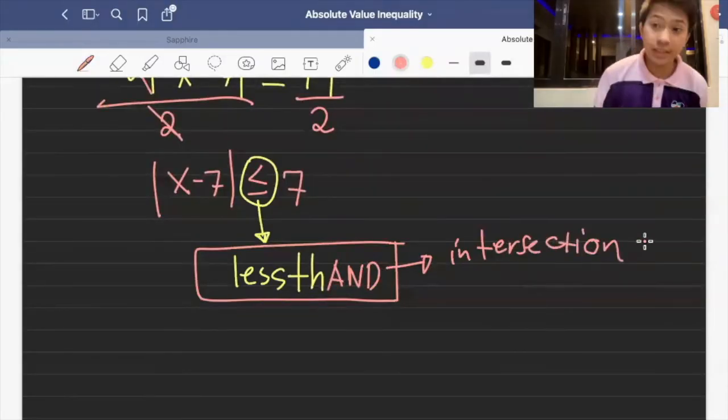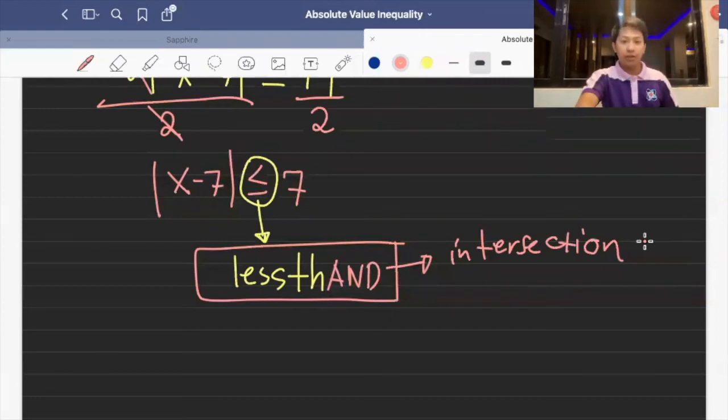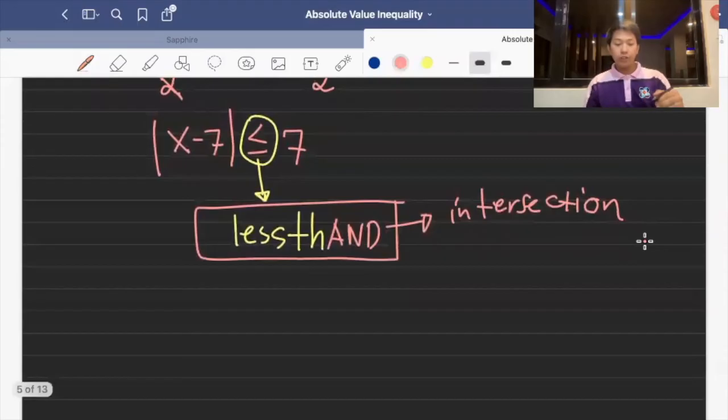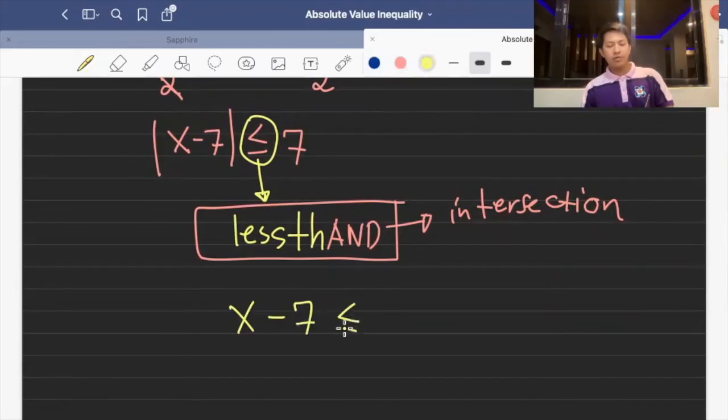Okay? So in this case, we are going to set up our inequality. First thing that we're going to do is to drop the absolute value and then copy everything. So we have x minus 7 is less than or equal to 7. We get the reverse of this, less than or equal to, so we have greater than or equal to. And then we're going to multiply this 7 by a negative, so we have negative 7.